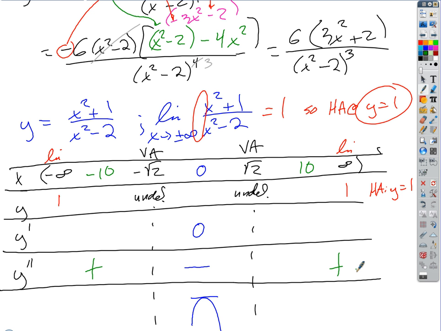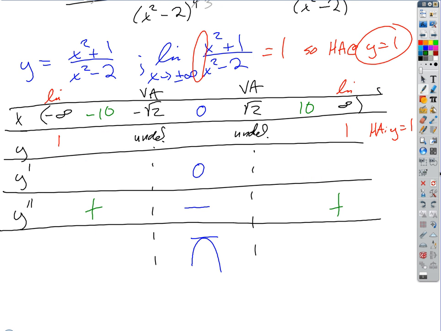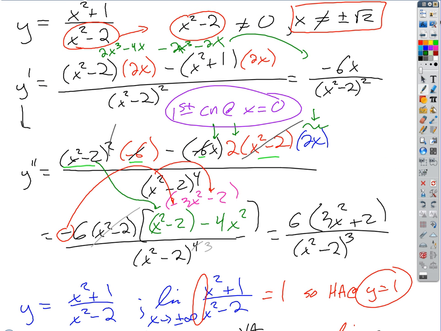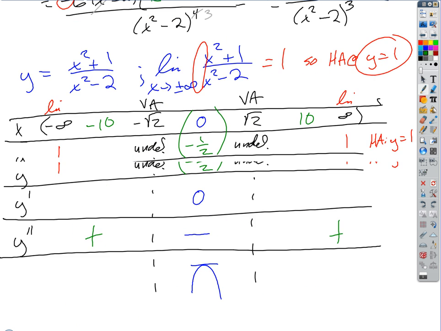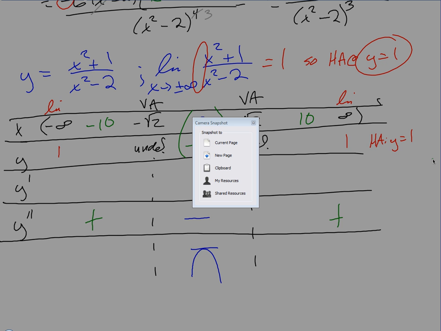Okay, and over here it's concave up, right? That's enough information to sketch this whole thing. There's one point we need here, I guess: -1/2. Because if we go back and plug 0 into the original function, we get 1 over -2, so -1/2. True. Okay, so now that's all we need. Now we can take this table, go to the next page, and sketch it based on that.